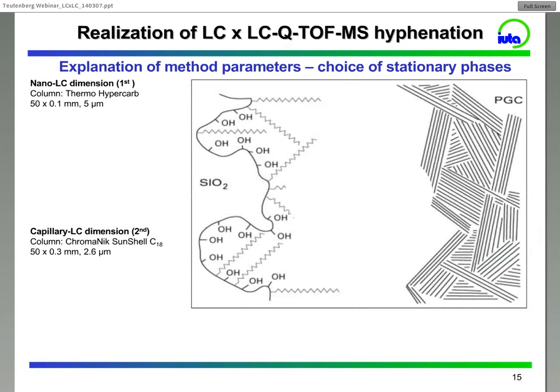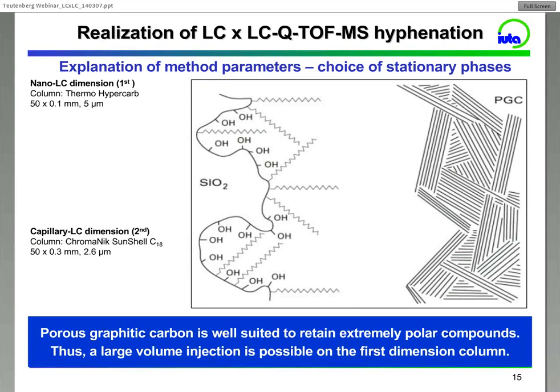Okay, what you see here is just a comparison between the PGC and the classical silica C18 material. So porous graphitic carbon is very well suited to retain extremely polar compounds. And this is very important for us because we are working in the environmental business, and small polar compounds become of ever more importance. And also it is possible to make a large volume injection on this column, which is necessary to really obtain a signal in this dimension.